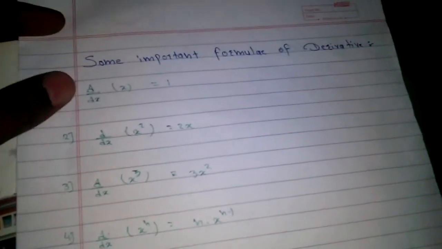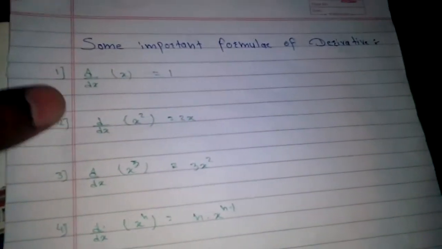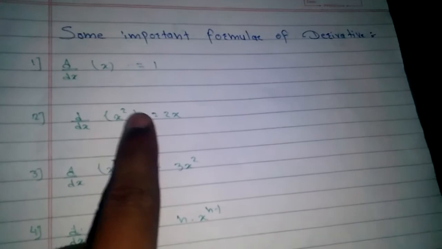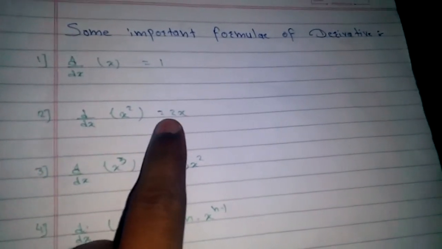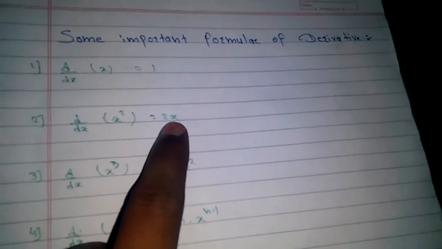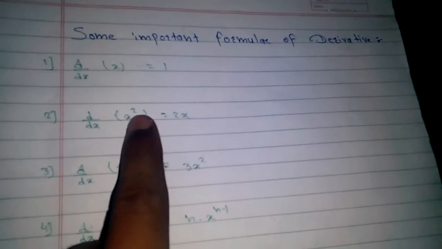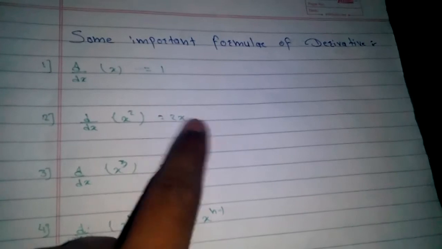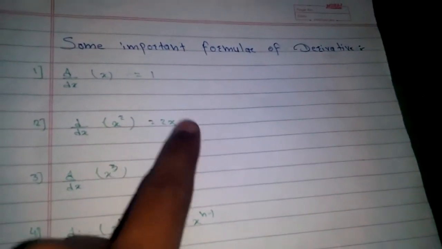This is the basic formula of derivative. How can we learn these derivatives? See, the first derivative: the derivative of x is equal to 1. The derivative of x square is equal to 2x. The power 2 comes first, and the power of x is 2, so 2 minus 1 is 1. The derivative of x square is equal to 2x.